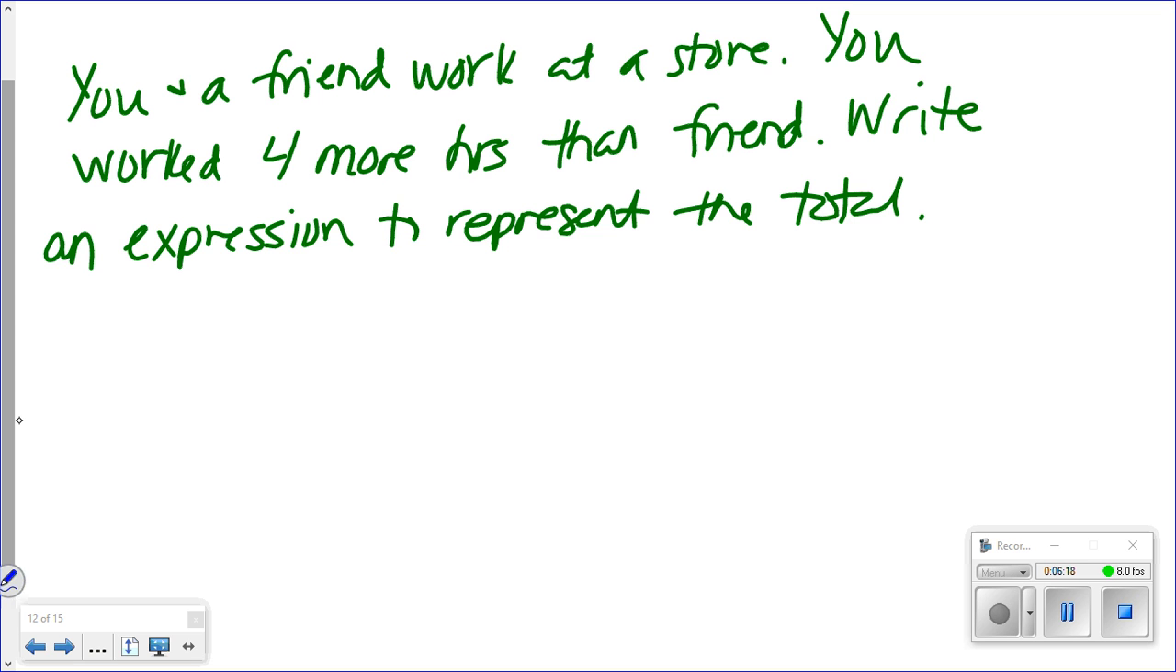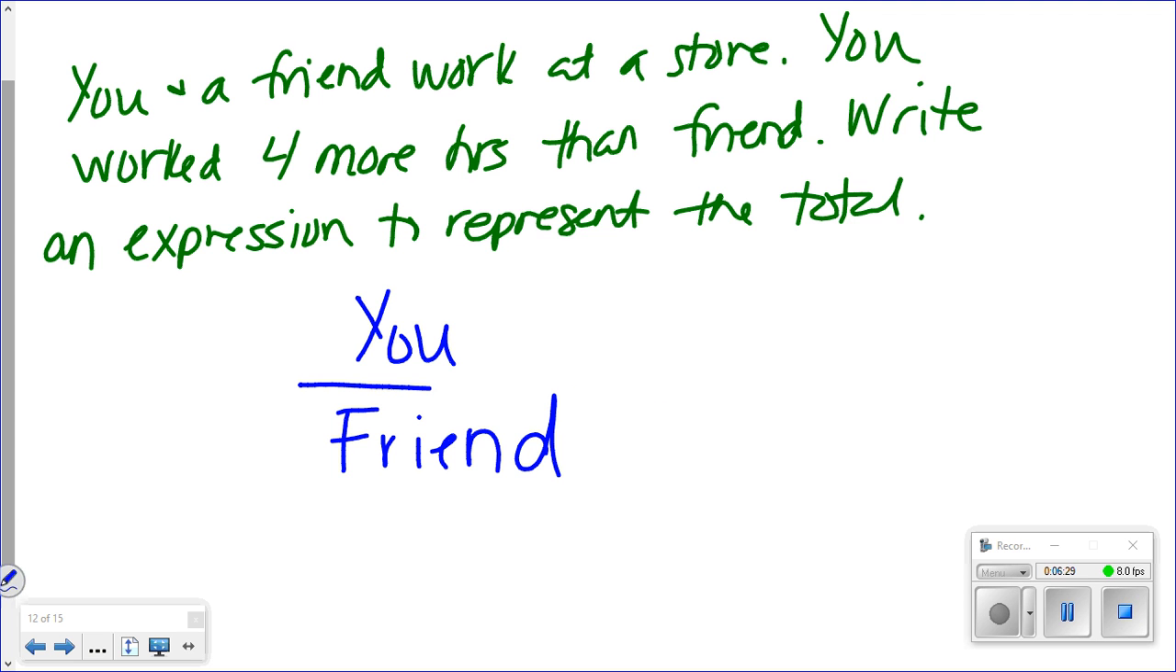All right, so what's your table look like? What do you got in it? You and a friend, probably? You, friend. Okay. What person's gonna have the X? What person's gonna have the X?